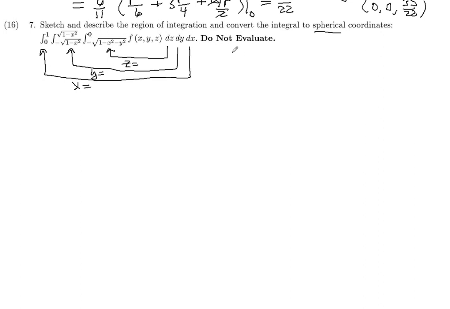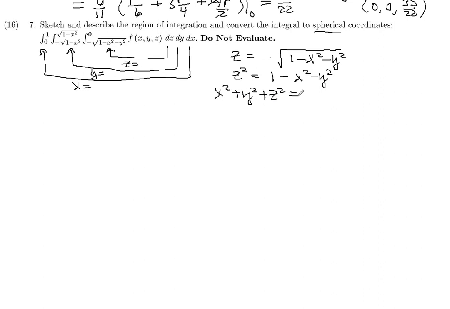So if z equals negative root 1 minus x squared minus y squared, and we square both sides, we get z squared. If you square the negative, you get a positive. Square the square root, it goes away. So we get 1 minus x squared minus y squared. Take these two guys, bring them over on the left as positive. We get x squared plus y squared plus z squared is equal to 1. So that's a sphere of radius 1. Everything is happening inside a sphere of radius 1.